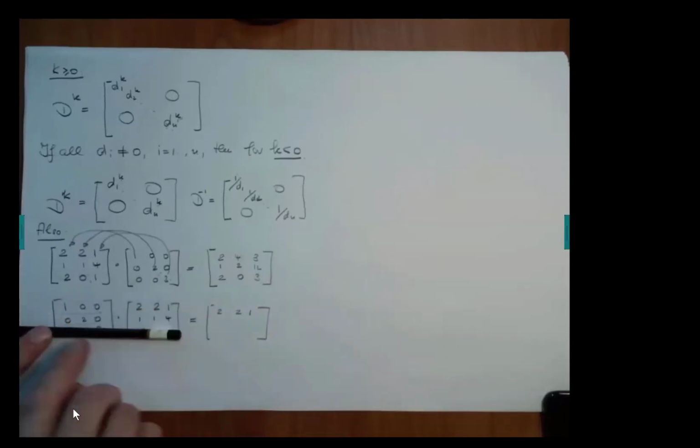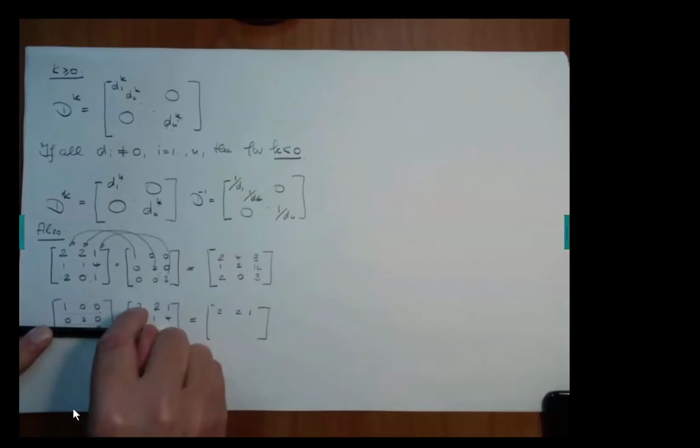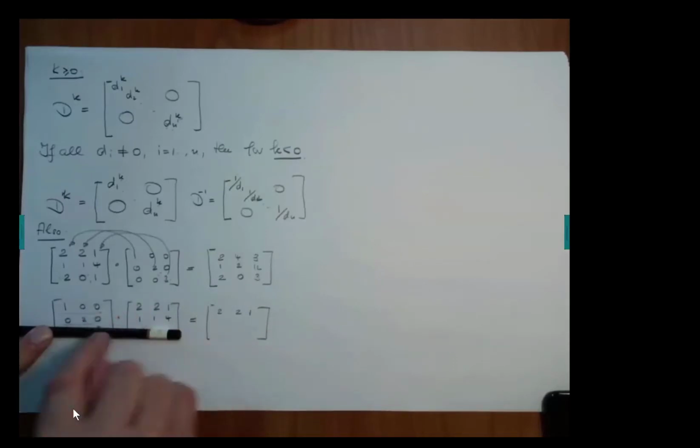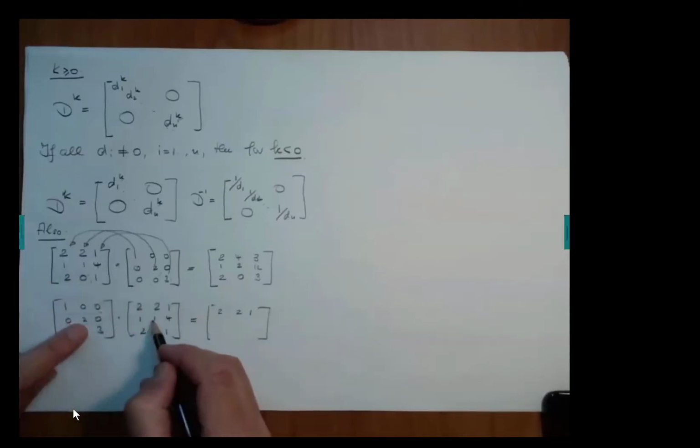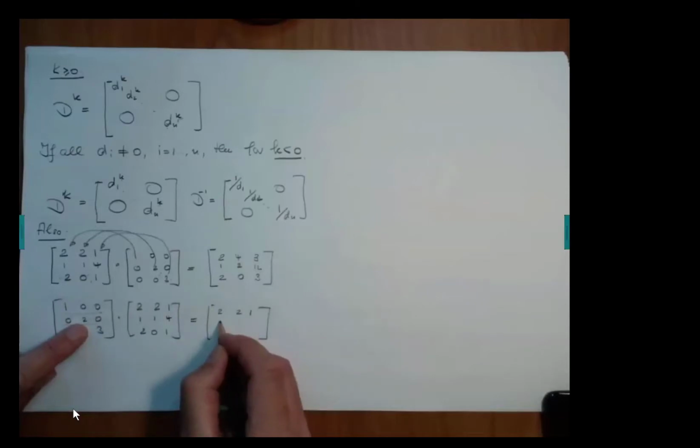Now we look at the second row. Second row, times each column. This 0 hits the first row. This 0 hits the third row. So only the middle row, the second row, is hit by a 2. So it turns out we just take the second row and multiply by 2.